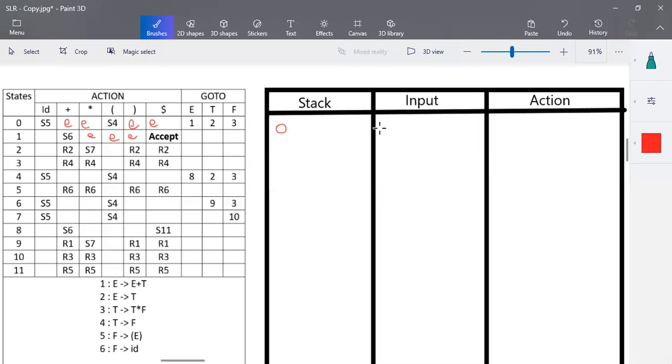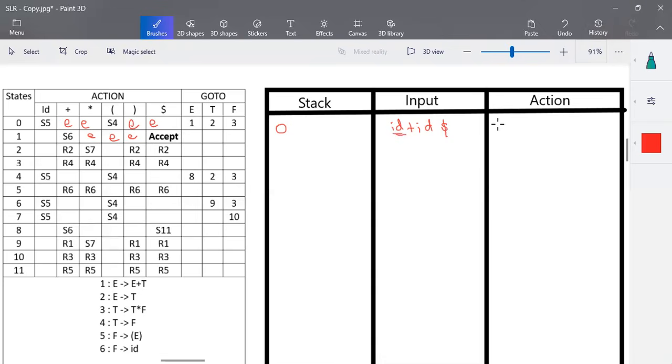I'll take two examples for parsing. The first example is a very simple one: ID plus ID dollar. All the input should end with the dollar symbol. Now, always remember the topmost element of the stack should be a state. That is the only requirement we have here. So we have 0, and in the input, you have to consider the first element.